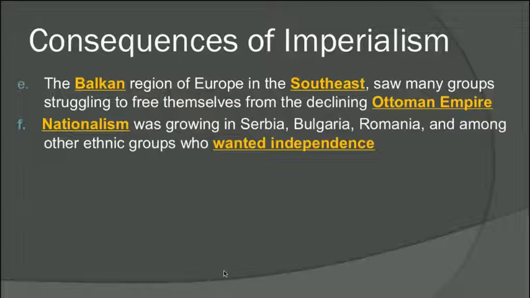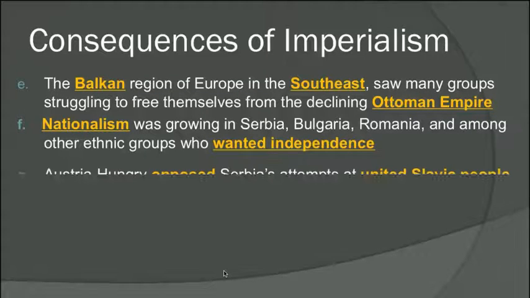Nationalism was growing in these countries. So we're talking about Serbia, Bulgaria, Romania, and many other ethnic groups who wanted their own independence. So if you've been controlled by one group for a long time, that group doesn't represent you. Naturally, you want somebody like yourself to rule you. People like to be ruled by their own people, and that's nationalism.